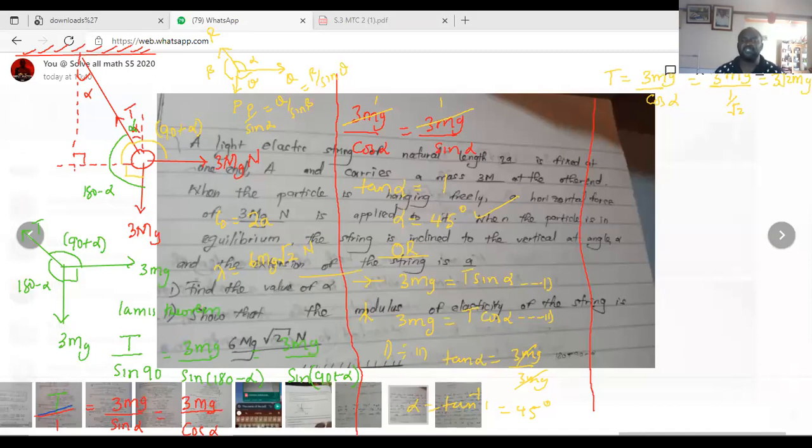What if someone had used the one for sine, that is T sine alpha is equal to 3 mg? This would be T is equal to 3 mg over sine 45. The answer would still be the same, which is 3 mg root 2, because sine 45 is the same as cos 45.